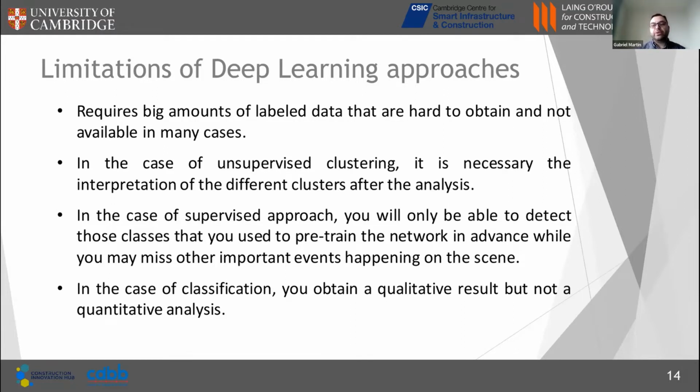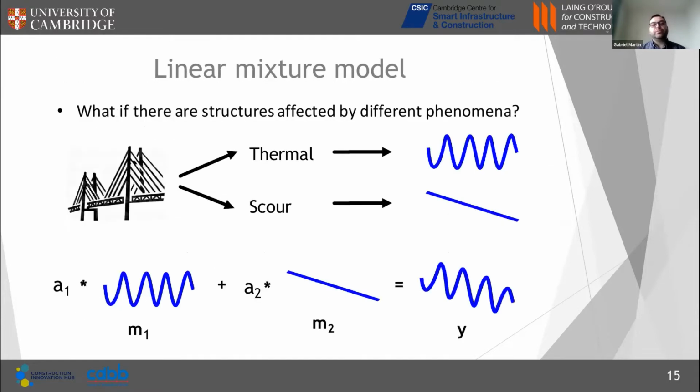So in order to overcome all these limitations, we also propose another approach in which we use a linear mixture model. Here, what we are proposing is that we are going to model the different time series as a linear combination of some general temporal patterns. For instance, imagine that you have a bridge. This bridge may be affected by different phenomena. For instance, in this case, it's thermal, which is a typical seasonal pattern of dilation and contraction.